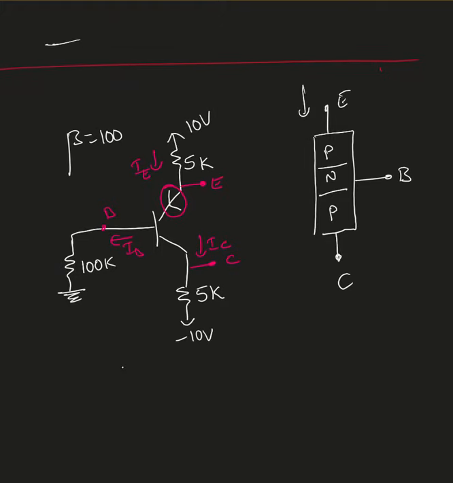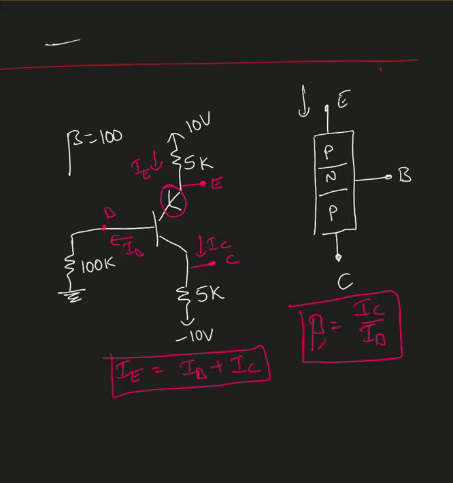So IE equals IB plus IC. It is valid no matter what, whether it is in active mode of operation or saturation mode of operation, or if it is an NPN transistor or PNP transistor. And beta equals IC over IB. This is valid for NPN or PNP transistor, and it is valid for active mode of operation or saturation mode of operation, both. But at the same time, the beta value will change if it is in saturation mode.